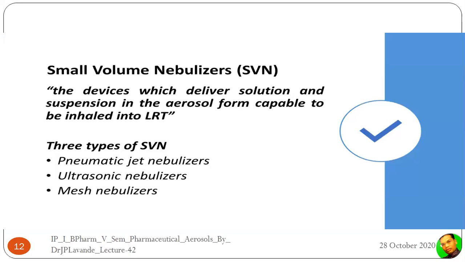Now, there are three different types of small volume nebulizers: the pneumatic jet nebulizers, ultrasonic nebulizers, and the mesh nebulizers. The pneumatic jet nebulizer is associated with a liquid jet. In the ultrasonic type, waves or electric current are used. And the mesh is nothing but a screen, a mesh which is responsible for delivering particles of the required size.